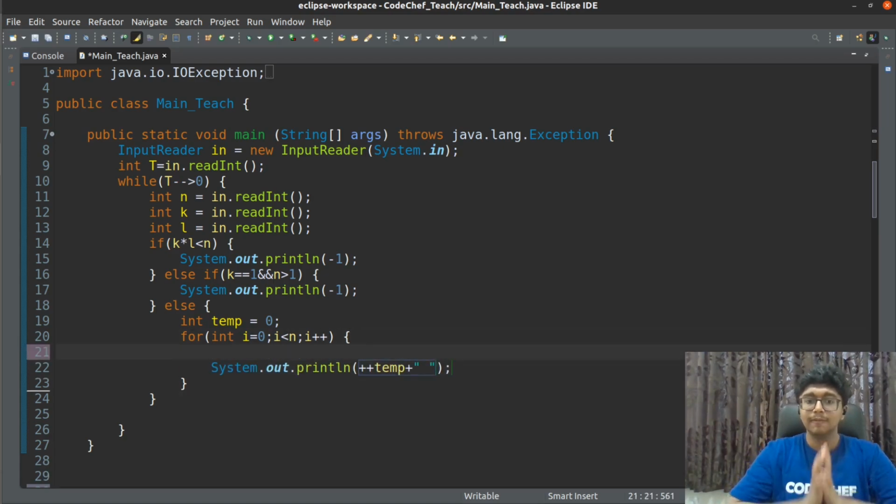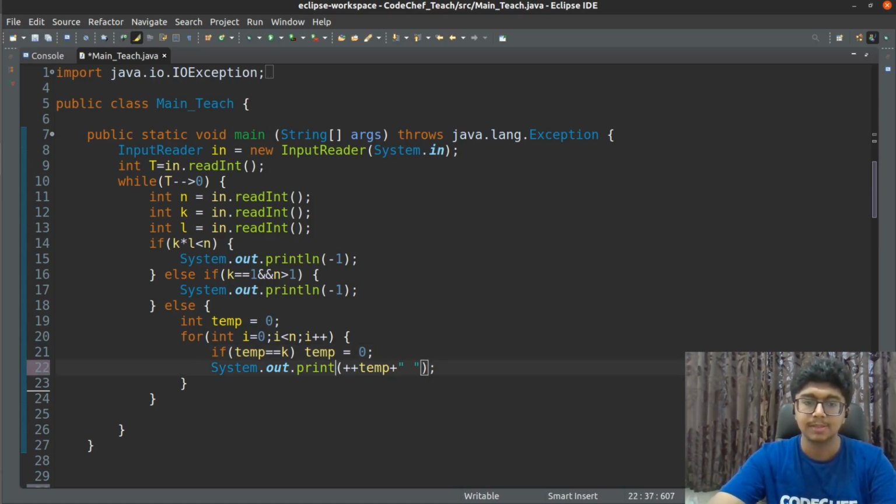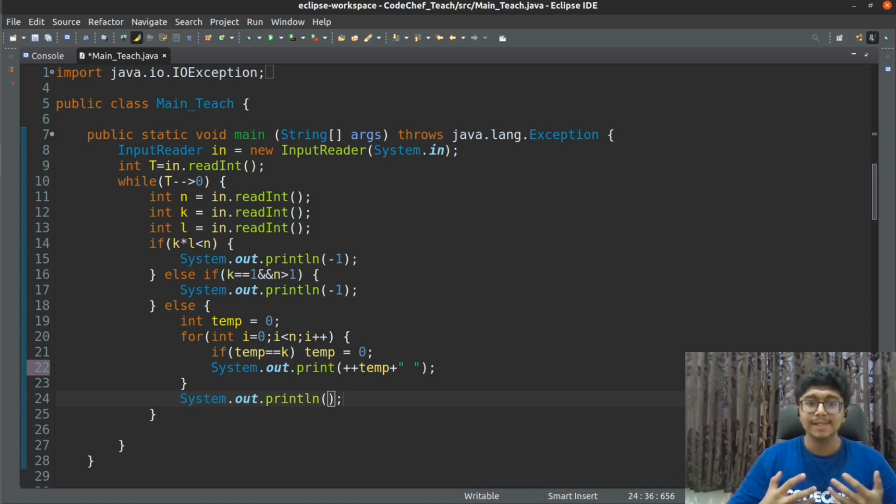But what if this value is greater than k? In that case, we need to come back to our first bowler, right? What I mean is, okay, if the value of temp is k, then can you please assign temp to 0 again? So this will bring temp back to 0 once it reaches k, and then we print out ++temp, which will become 1, right? Let's make a new line over here. So guys, this is the code for this problem, bowlers.